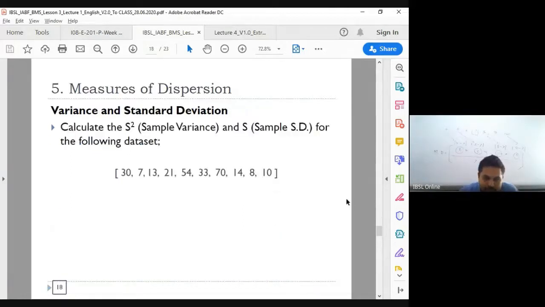We have a class example here. I have that on my laptop. Let me quickly pop it up. Calculate the S square and S for the following data set. It's a plain vanilla X variable data set of 30, 7, 13, up to 10. How many observations do you have here? I think you have 10 observations. Isn't that so?